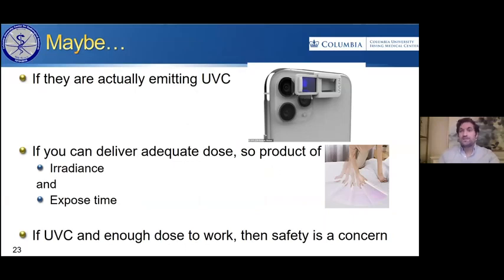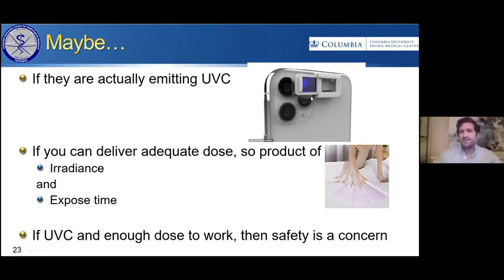So the short answer is maybe. Whether they are actually emitting UVC is one of the most important parameters. Most of us don't have a spectrometer to evaluate what wavelengths are coming out of a device, so we largely rely on the manufacturer that it is actually emitting UVC light.